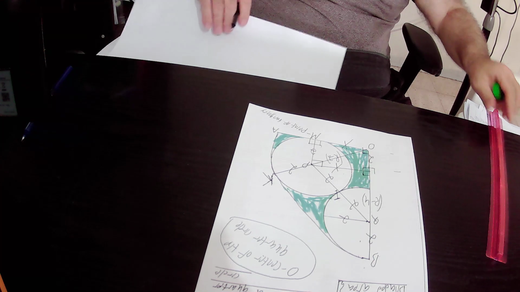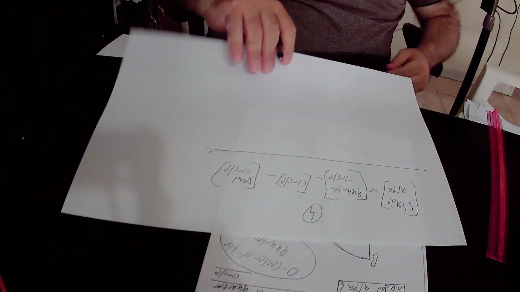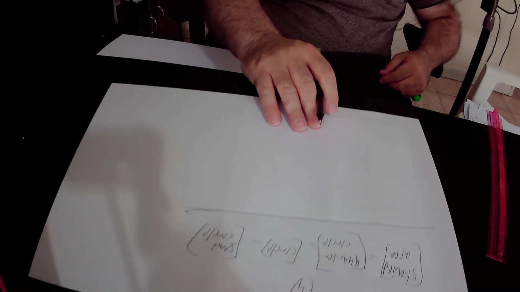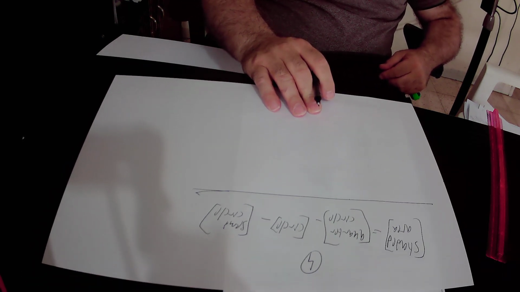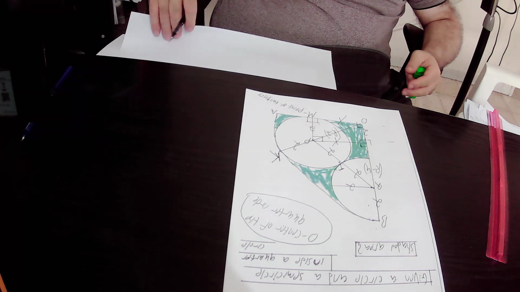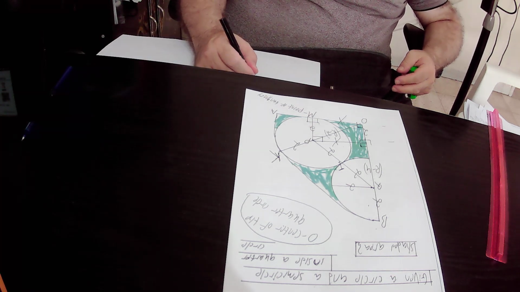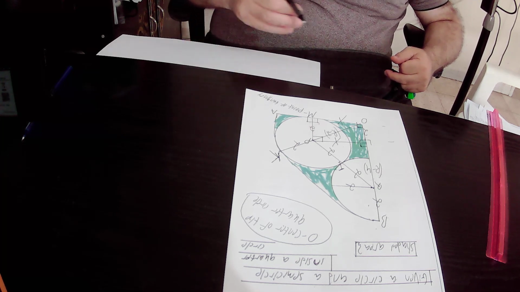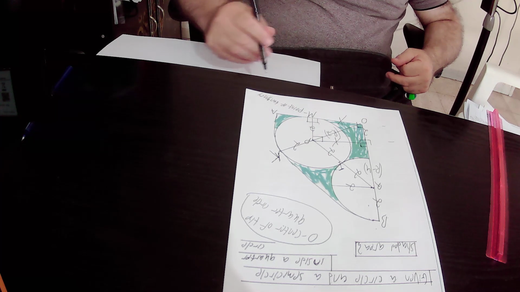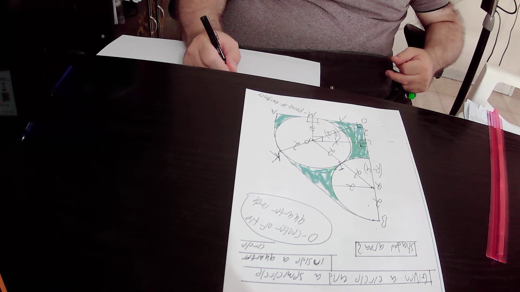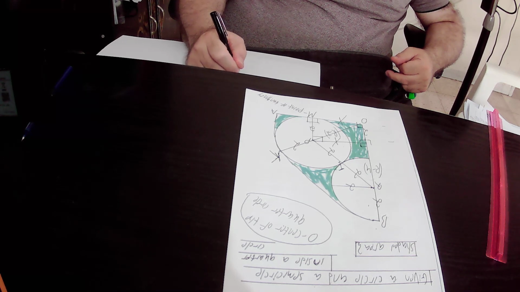I repeat again, the value of the shaded area equals the area of the quarter circle minus the area of the circle minus the area of the semicircle. It is very easy to see it from the drawing. Okay, so the value of the shaded area equals the area of the quarter circle, and I have already mentioned that the area of the quarter circle equals pi R squared over 4. That is the area of the circle over 4, and R equals 6, of course.